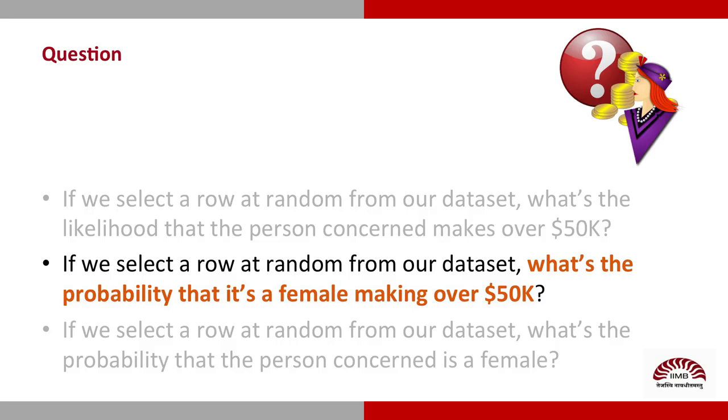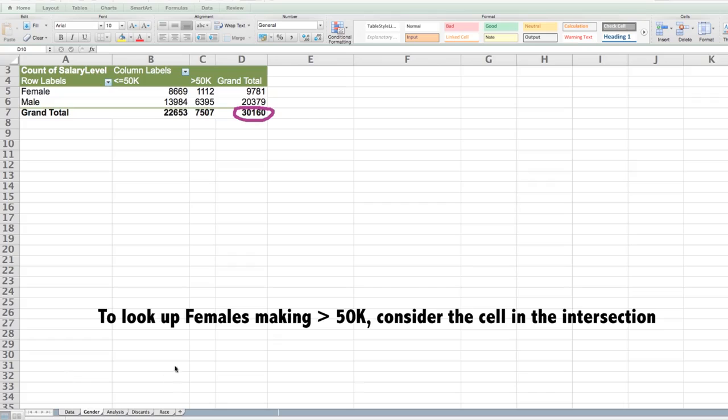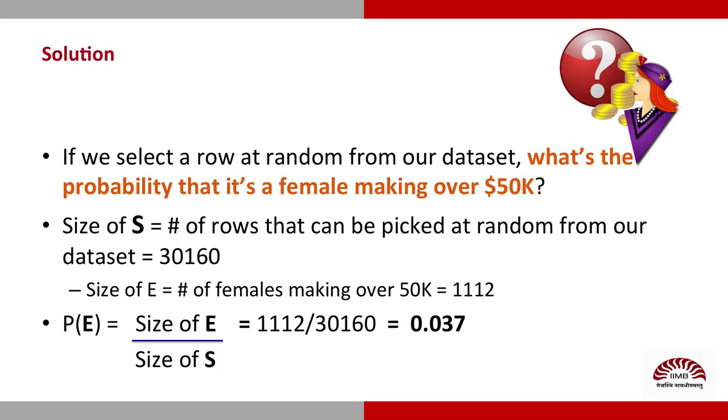Next, the event information is contained within the second half of the problem statement. Our event is females making over 50,000. This event, we know from our pivot table, has a size of 1,112. Hey, wasn't this the same number for the other question? Yes, let's put everything together and answer our query.